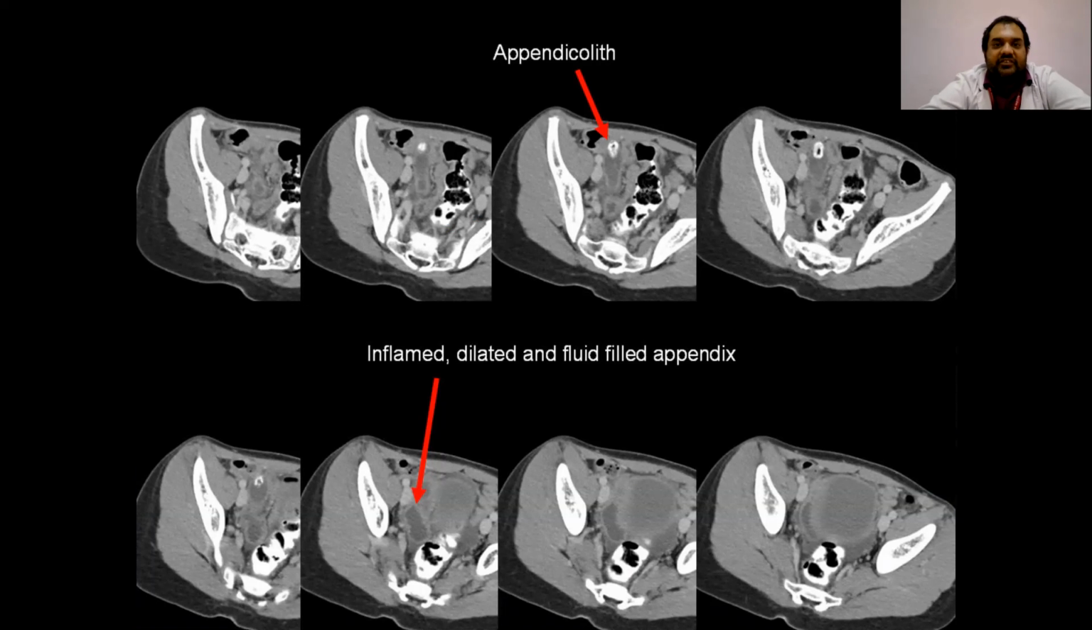These are the various images. The upper row of the images are showing the normal appendix, and the lower row showing the inflamed, dilated, and fluid-filled appendix. And this must not be confused with the normal appendix. And this dilated, fluid-filled appendix can be seen with the hypoechoic lesion in the appendix.